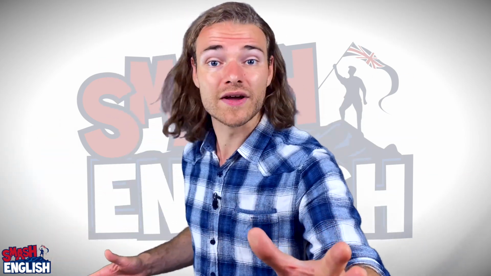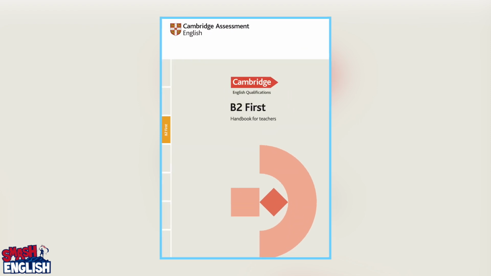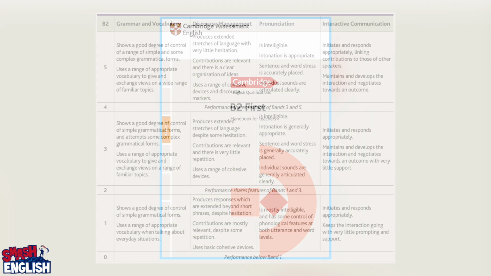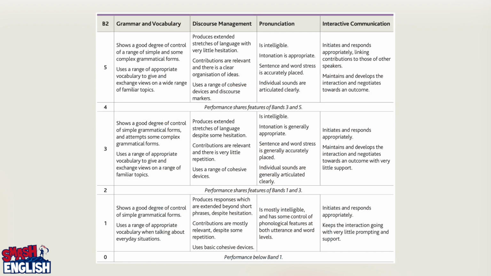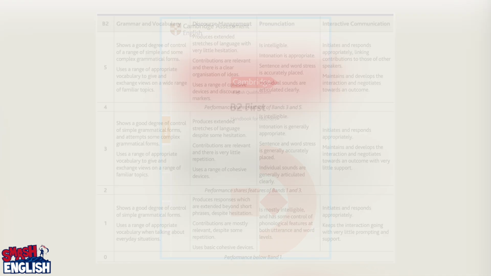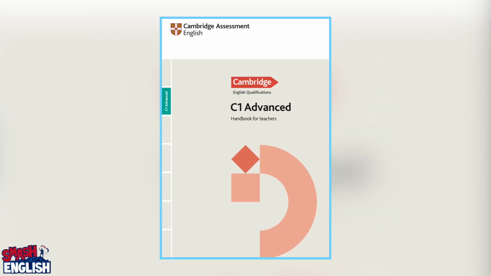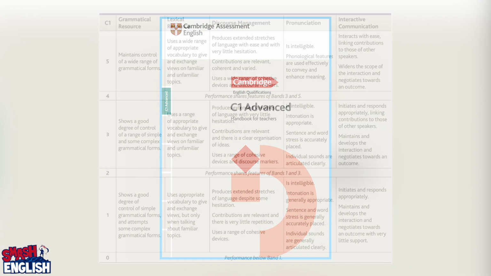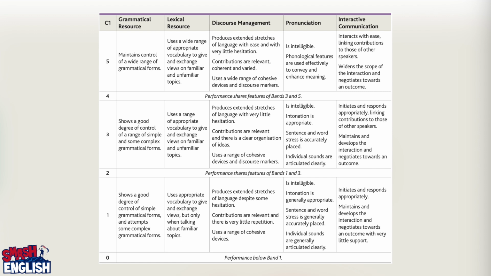The first thing to realise is that for the B2 First speaking exam, the examiners only have one category to mark you on related to your grammar and vocabulary, and it is called Grammar and Vocabulary. However, for the CAE, the Cambridge Advanced speaking exam, the examiners have two categories: grammatical resources and lexical resources.